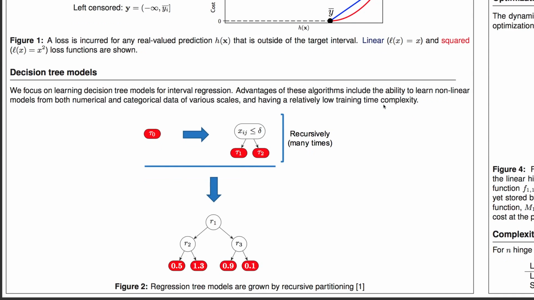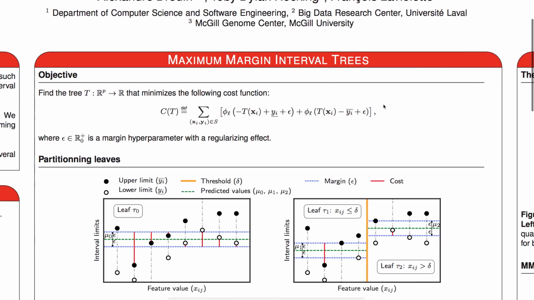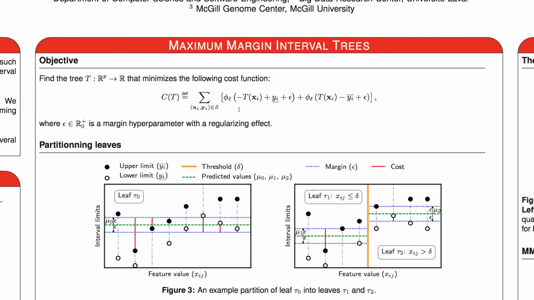So to learn such models, we actually use a decision tree approach that is based on the very classical recursive partitioning approach. We actually try to minimize this cost function by recursive partitioning, which is just an empirical variant of the loss function that I just presented. However, we have included an epsilon hyperparameter, which is actually a margin hyperparameter with a regularization effect.